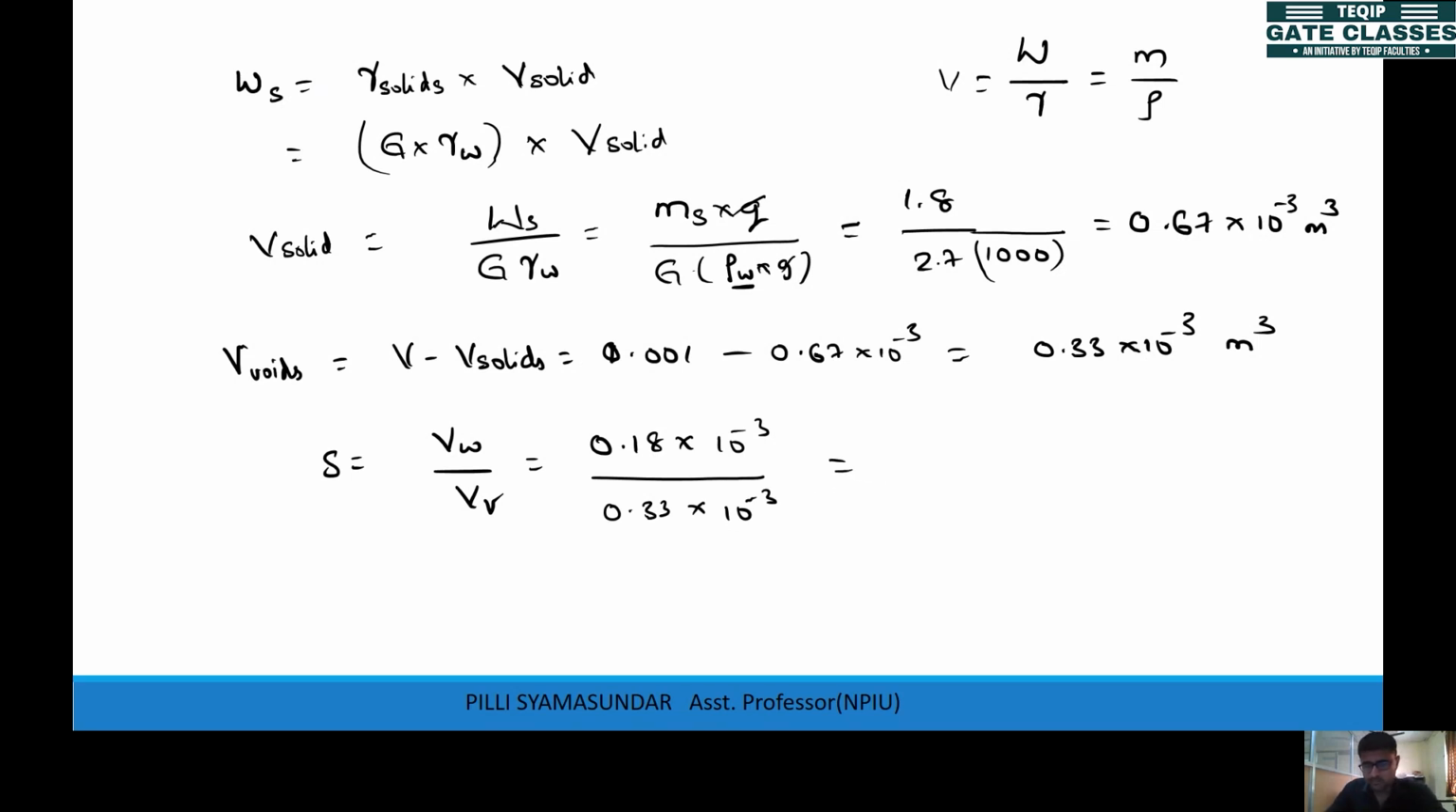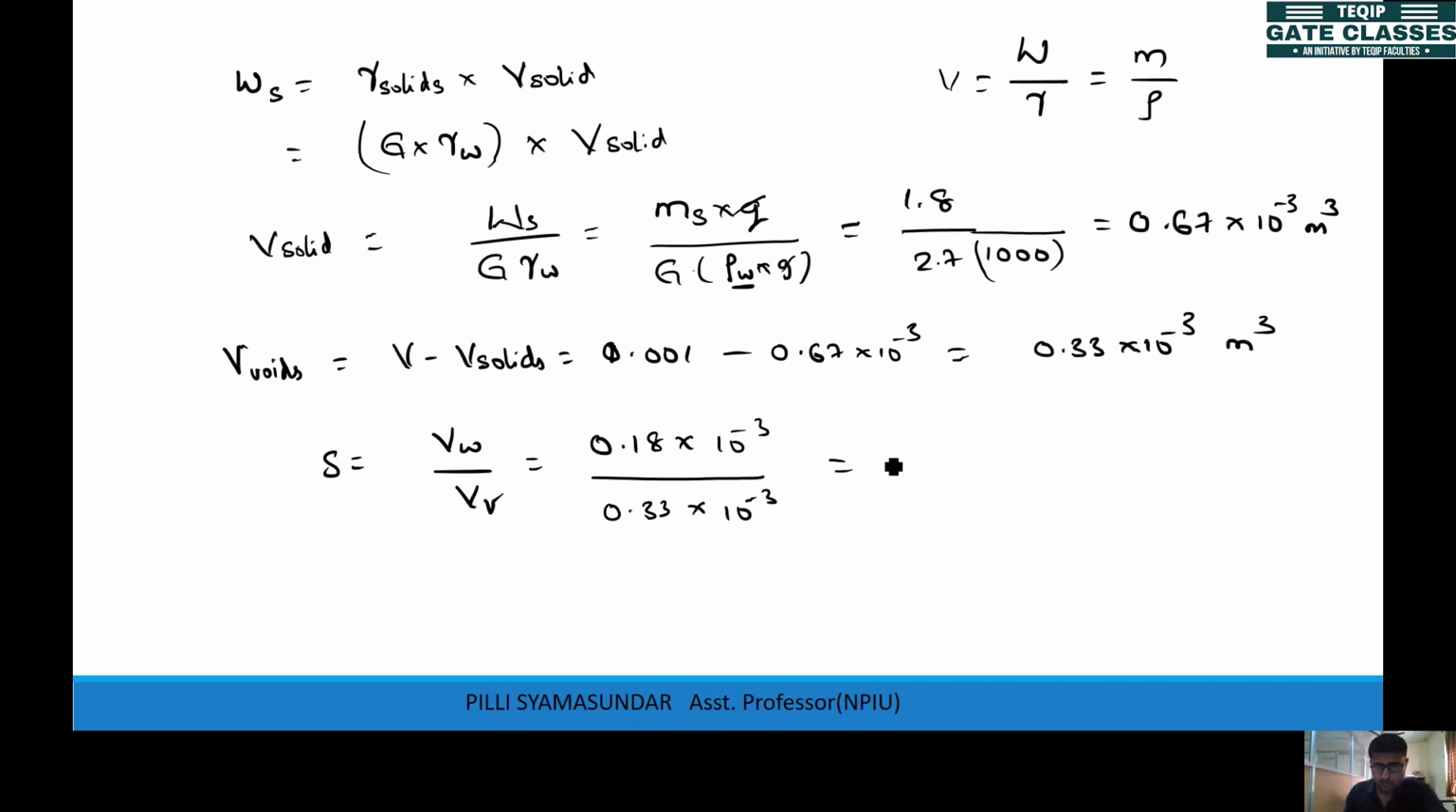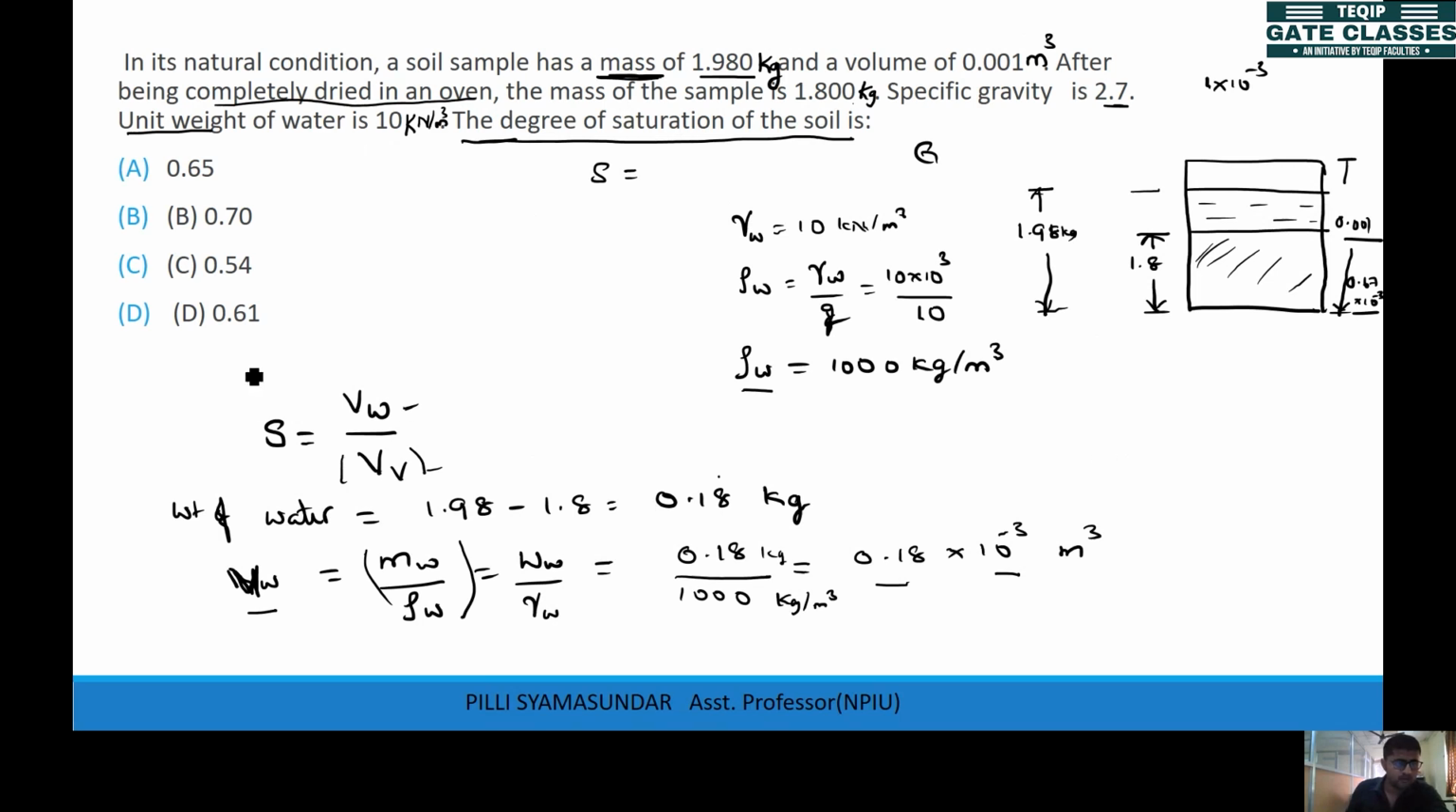How much is it? 0.18 divided by 0.33. So this is 0.545, so this is 54.5%.